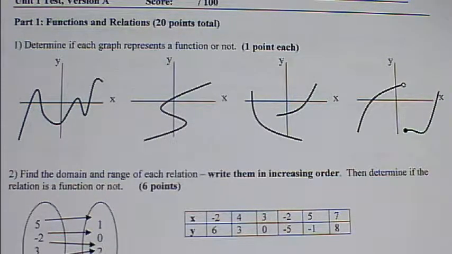All right, our Unit 1 test. If you had a version B, you'll find that the same parts of the test are available in your test as well. You'll just need to search for them. They won't be in the same order.